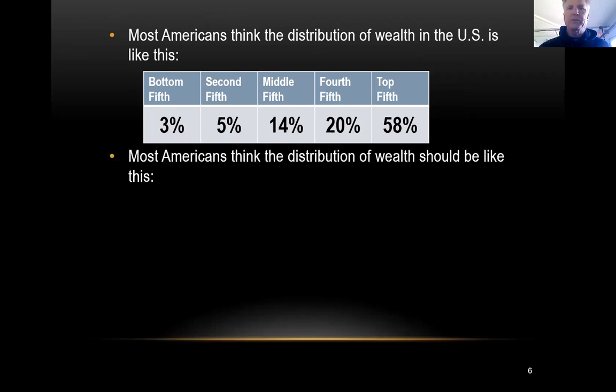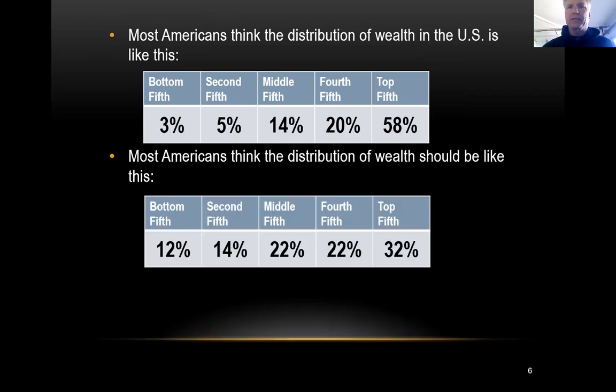Then on the question, most Americans think the distribution of wealth should be like this. So again, both liberals and conservatives on average thought that it should look like this. So most people thought that the distribution of wealth should be more equal than they believed it actually was.